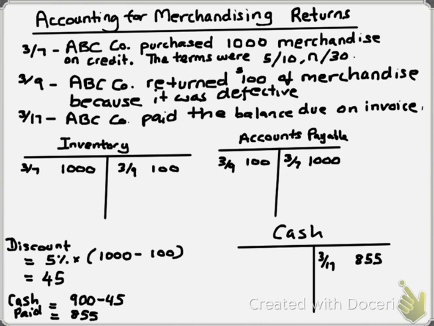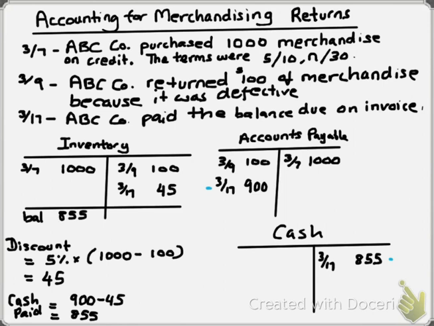Then we know that once we pay this $855, we will not owe anything on the accounts payable. So to bring the accounts payable balance to zero, we have to debit $900 to accounts payable. We have $900 debit, $855 credit. The difference is a $45 discount. What do we do with the discount? The discount amount gets credited to the inventory account, and then it reduces the cost of your inventory.